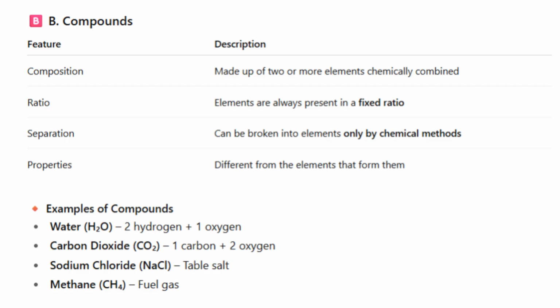Examples of compounds: Water, H2O: 2 hydrogen plus 1 oxygen. Carbon dioxide, CO2: 1 carbon plus 2 oxygen. Sodium chloride, NaCl: table salt. Methane, CH4: fuel gas.